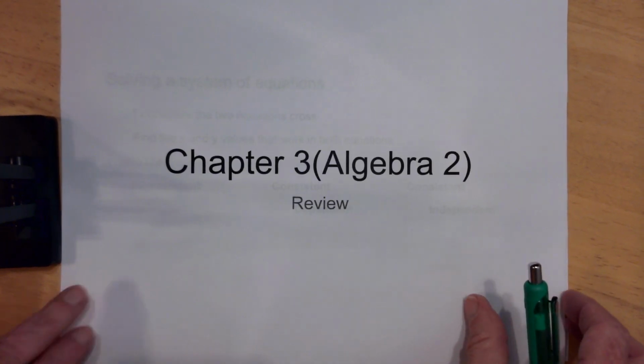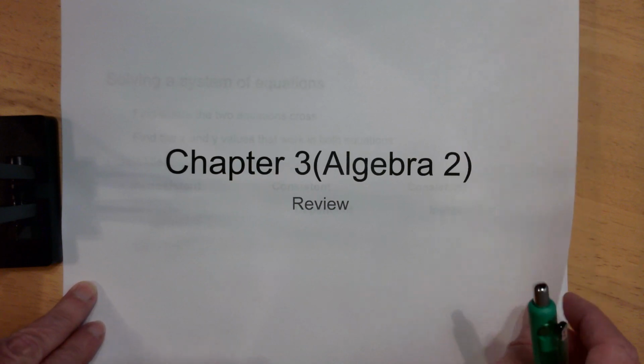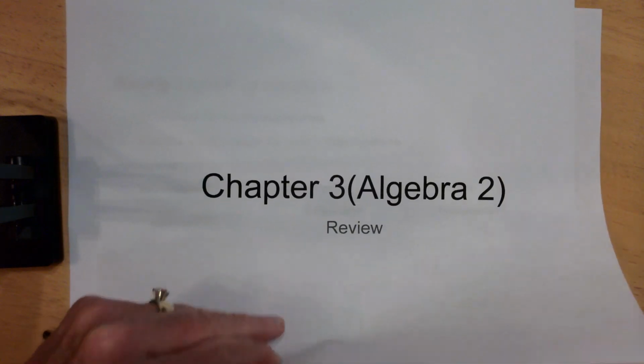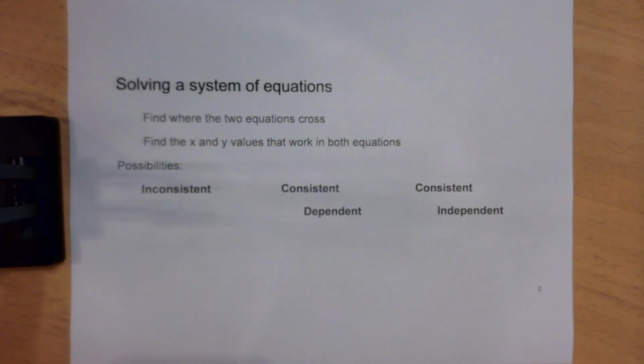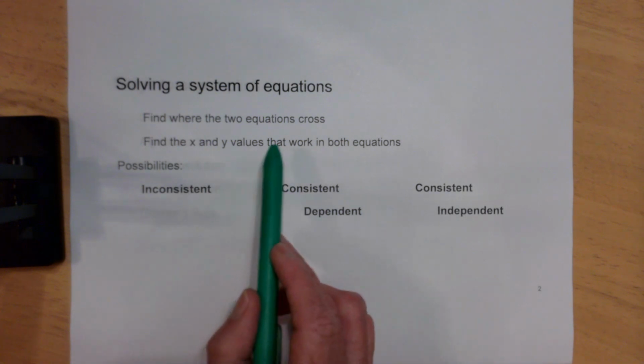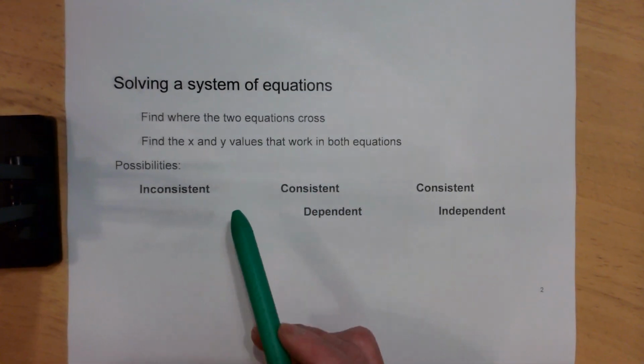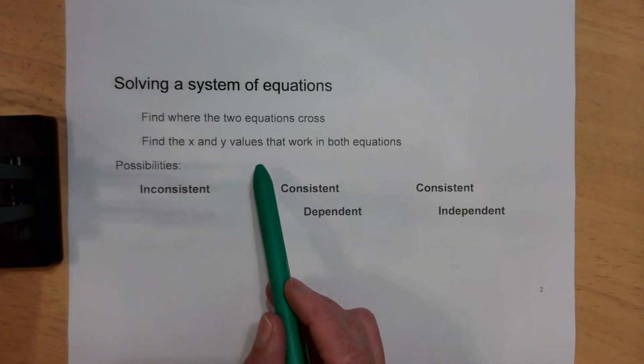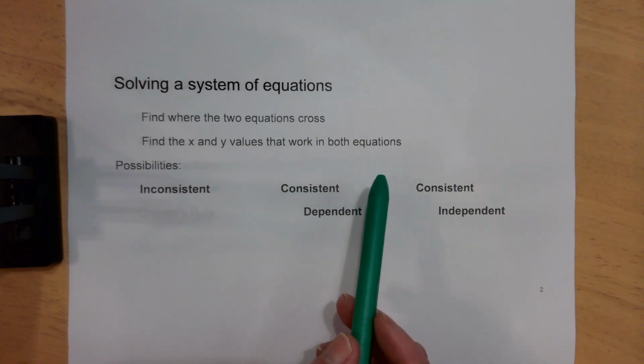So this is the Chapter 3 review. We're going to work our way through this. The majority of the chapter was about solving systems of equations. And a system of equations solution is where two equations cross, or another way to state it is the x and the y value that works in both equations.